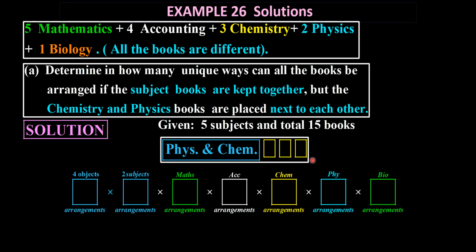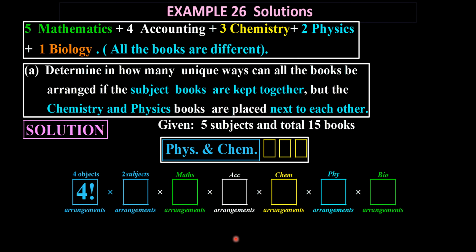So it's those 4 objects that need to be moved around. Those are the 2 subjects, physics and chemistry, as one object. Then each subject, there are books. Those books can also be arranged. The accounting books can also be arranged in different ways. The chemistry books, and then the physics and the biology.